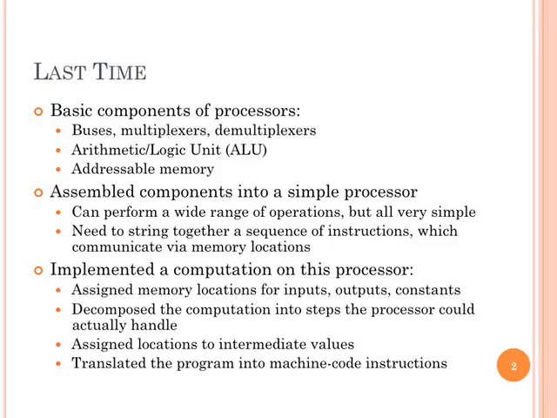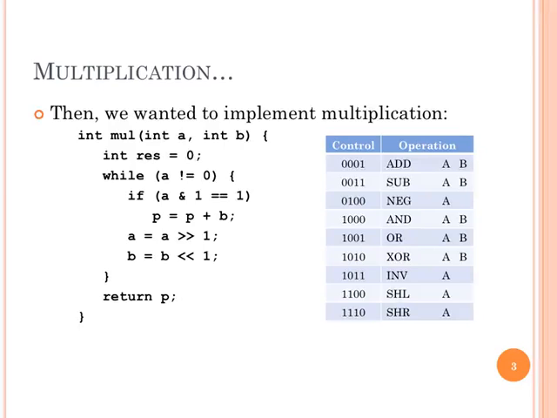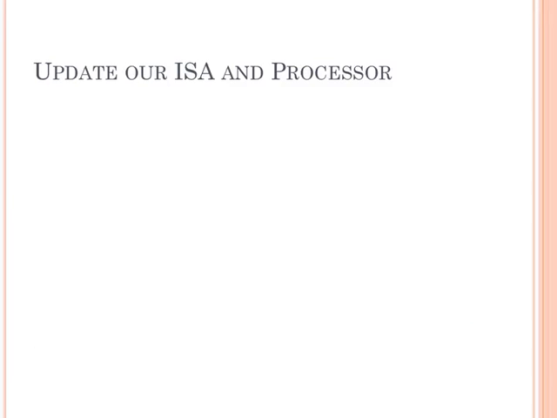Then we wanted to do multiplication, and we have two strikes against us. One is that we don't have a multiply opcode because our ALU is very simple. It only does simple arithmetic. And we also don't have any loops. So we can't implement this multiplication algorithm in either, because of both of these reasons.